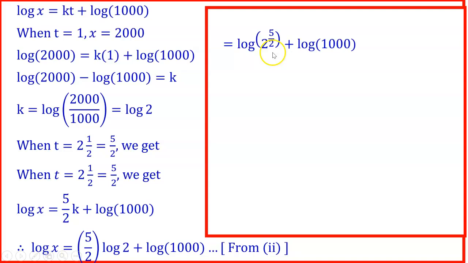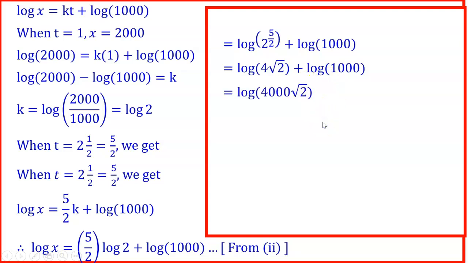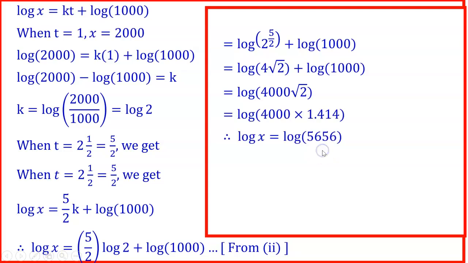2 raised to 5 by 2, log of 2 raised to 5 by 2 means what? Log of 4 root 2. That is 2 raised to 2 into root 2. 2 raised to 2 means what? 4. That is, 2 is complete and 1 is half. Therefore log of 4 root 2 plus log of 1000. And this is again log of m plus log of n is nothing but log of m into n. That is equal to log of 4000 into root 2, that is log of 4000 into 1.414. After multiplication, you will have log of 5656. Therefore, the value of x is nothing but 5656.